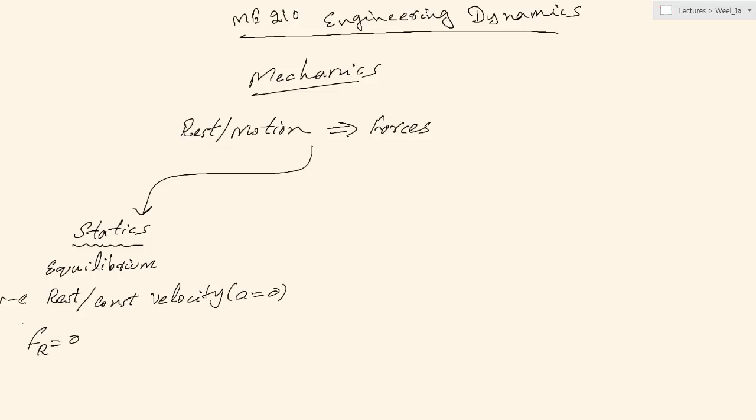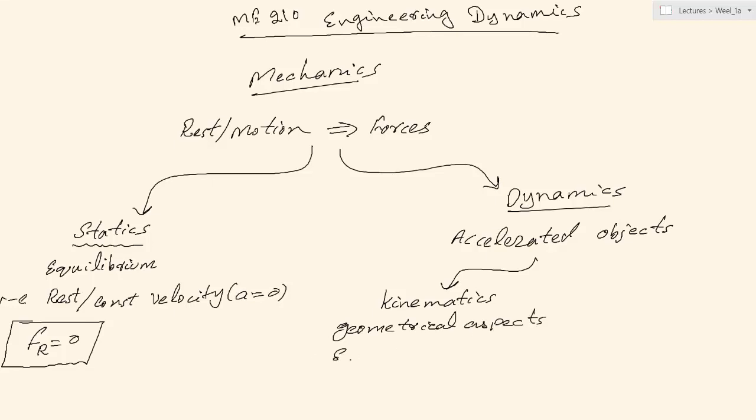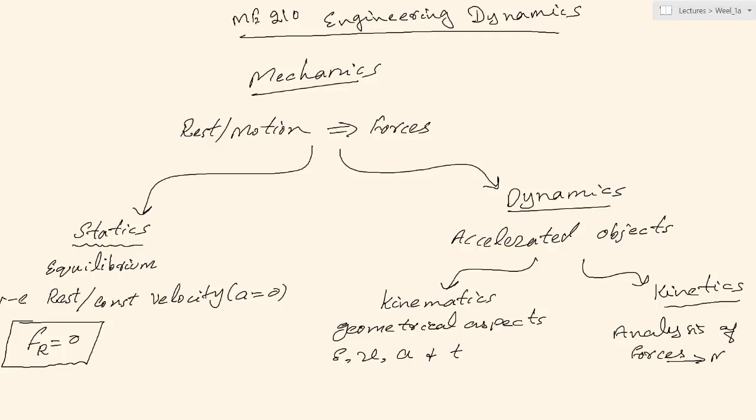Mathematically, it can be represented as Fr, the resultant force, equal to 0, which is Newton's first law of motion. Engineering dynamics is the study of accelerated objects or motion. This subject is covered in two parts: kinematics, which considers the geometrical aspects of motion, such as displacement, velocity, acceleration, and time only. The second part is kinetics, which is the analysis of the forces causing the motion.